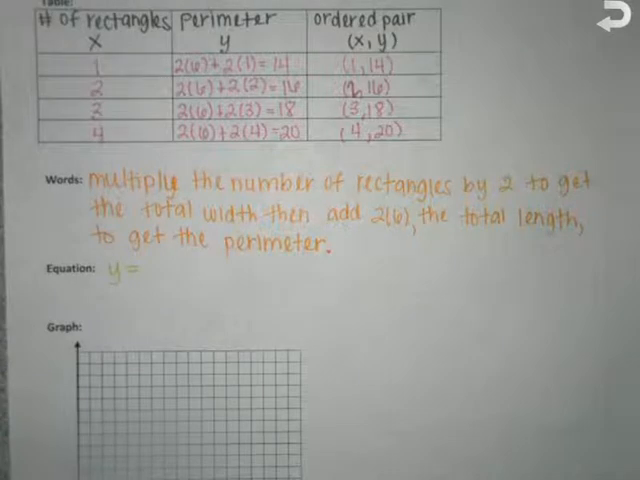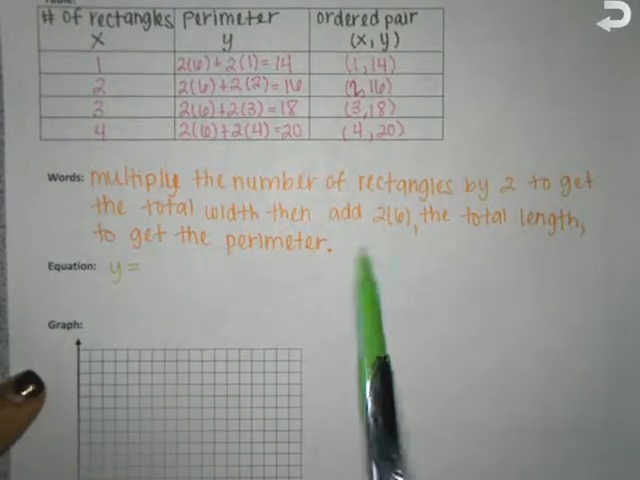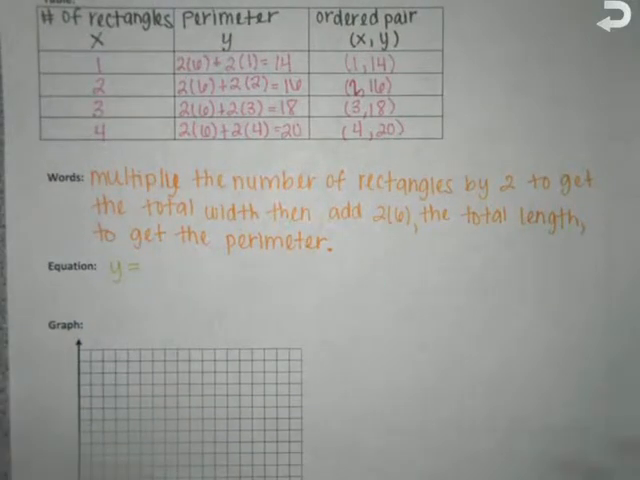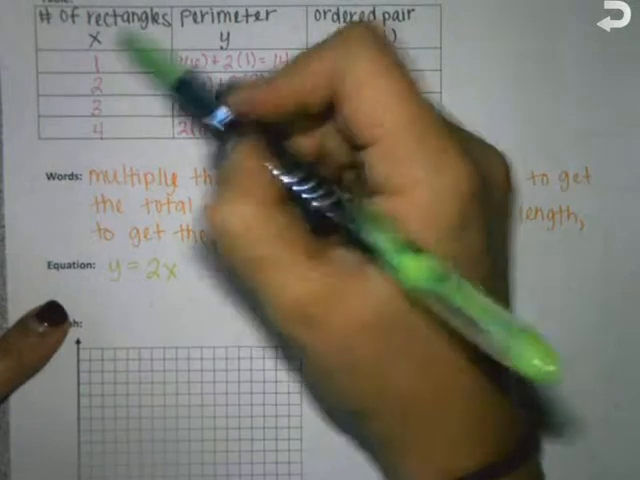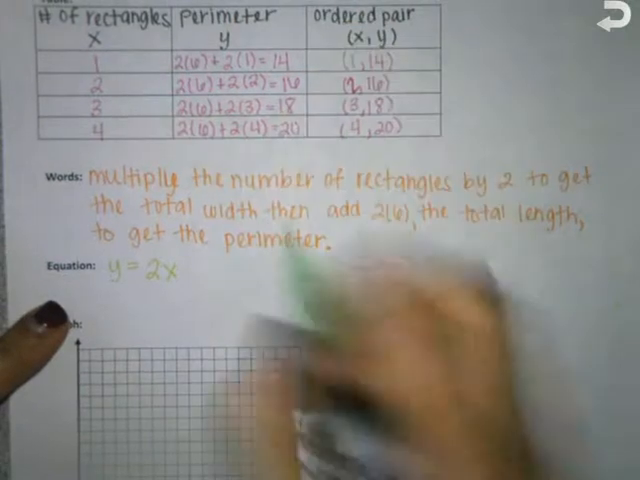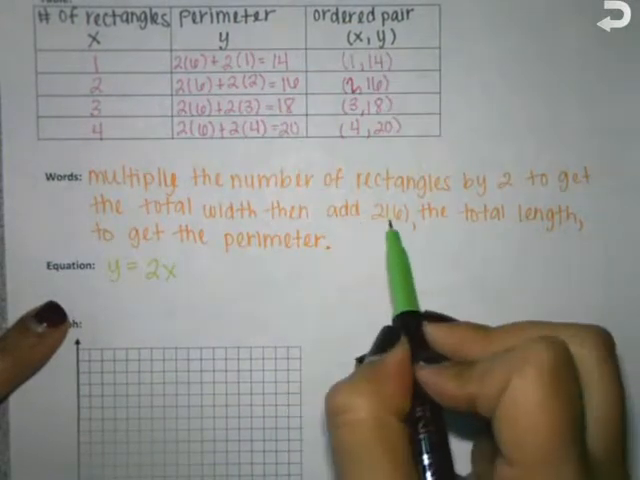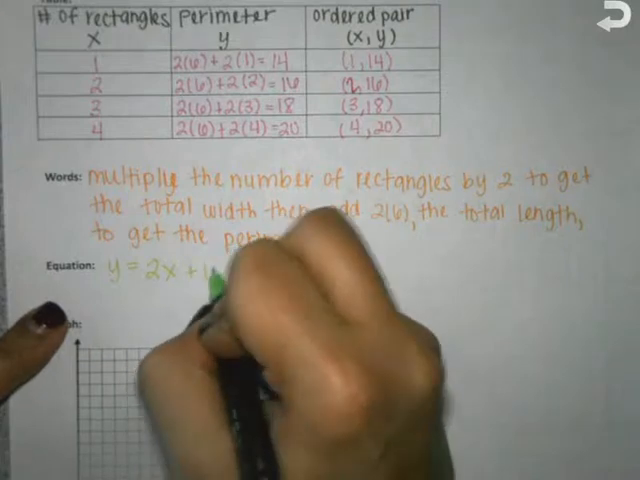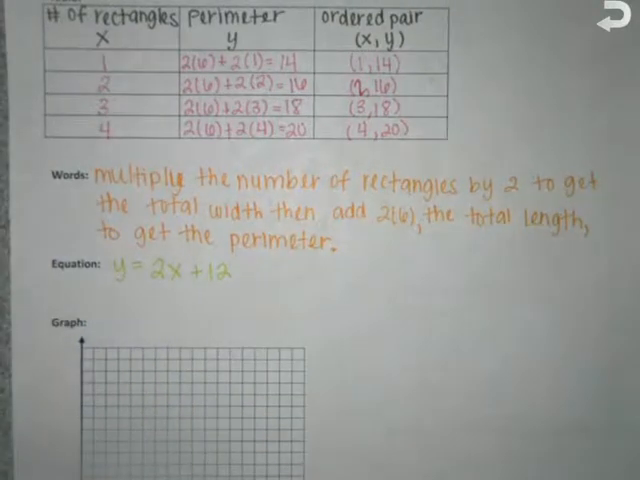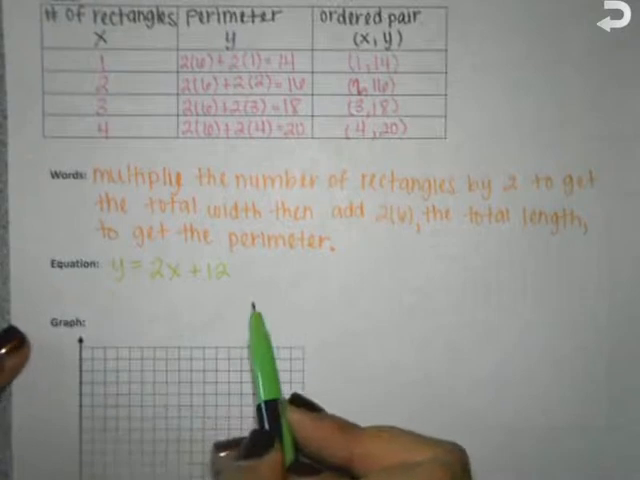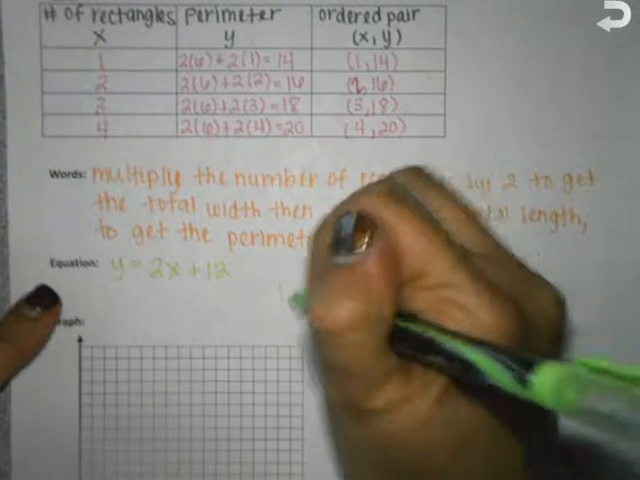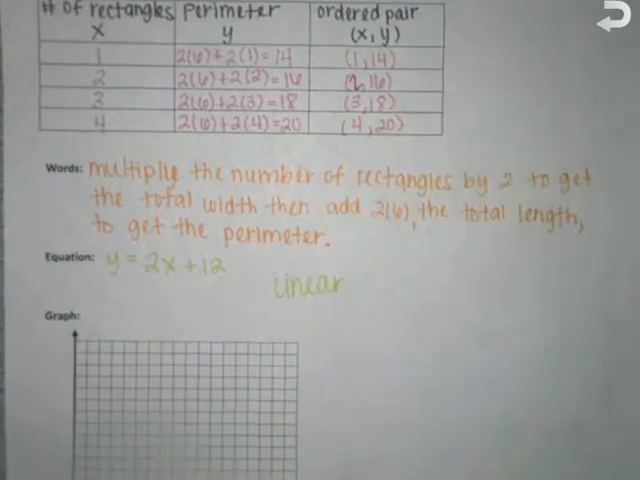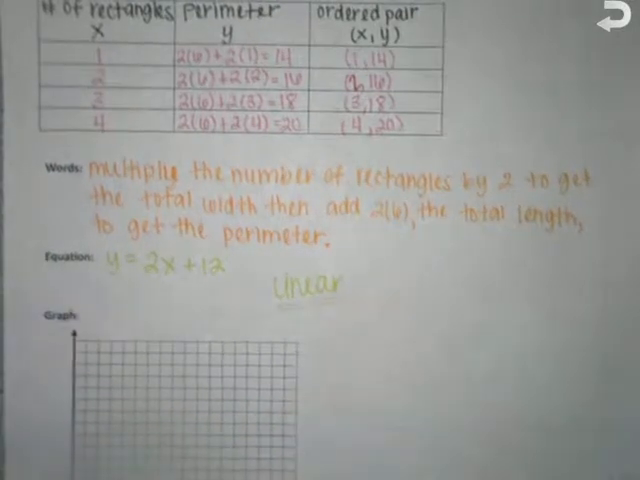And then what did we do? How can we take what we did in words and rewrite it as an equation? The first part was that we multiplied the number of rectangles times 2. So how could we write that? 2x. X is the number of rectangles, right? And then what did we do? Add 2 times 6, or could we put plus 12? Same thing. Oh my gosh, what kind of equation is this? It's a linear function. You guys just wrote your very, very first linear equation from a table.